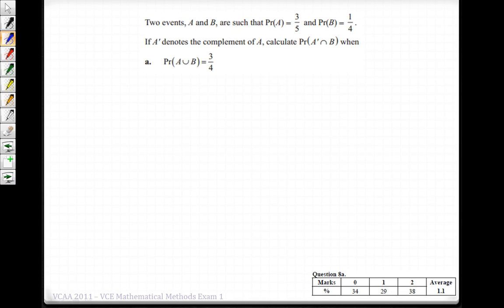Okay, so question 8 says two events A and B are such that the probability of A equals 3/5 and the probability of B equals 1/4. If A dash denotes the complement of A, calculate the probability of A dash intersecting B.